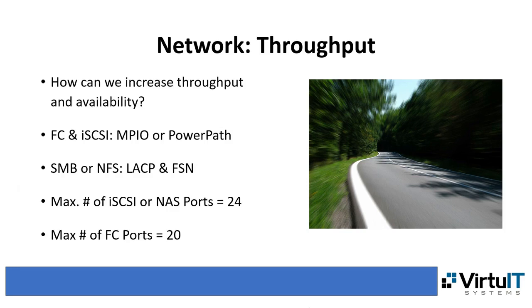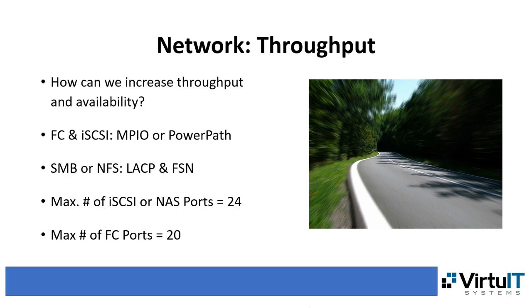So how can you increase throughput and availability? Well, if it's a block protocol like Fiber Channel or iSCSI, you want to think about MPIO or PowerPath, some sort of path management. So I can have multiple paths coming from the storage array, each controller individually into different switches, and then also have those multiple paths going out to the hosts. If it's SMB or NFS, it's exactly the same thing, only it's link aggregation and file server fail-safe networking. So you want to think about those technologies as well.